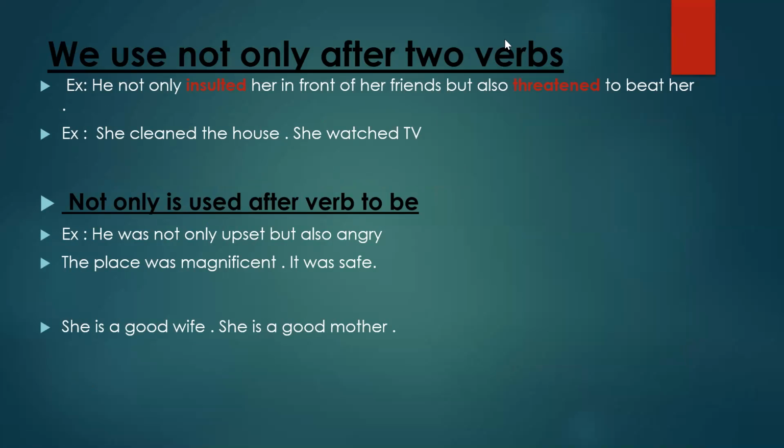No, mu'min. This is an error which I'm going to talk about when I start my sentence with not only. Wait a moment, and you will know the difference. So have a look here. He not only insulted her in front of her friends, but he also threatened to beat her.